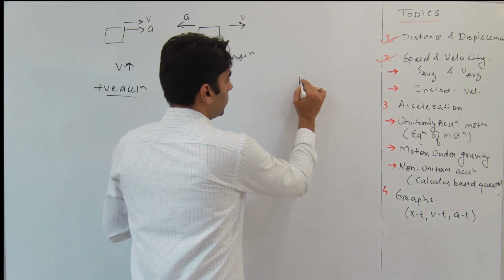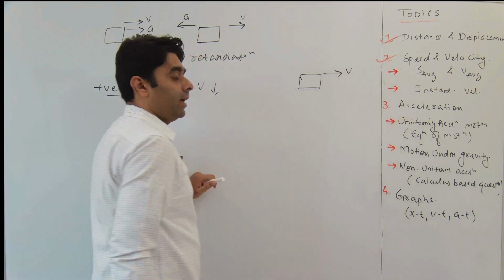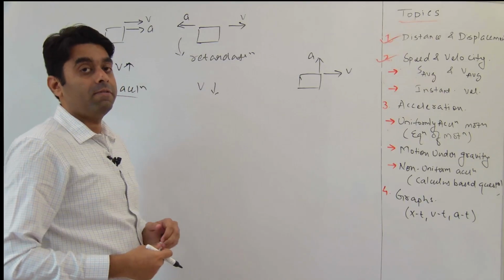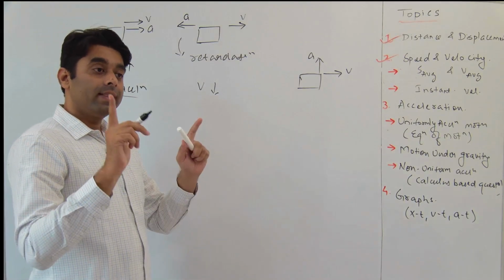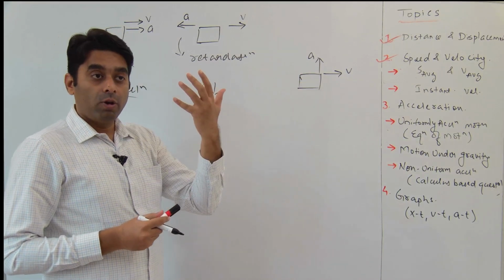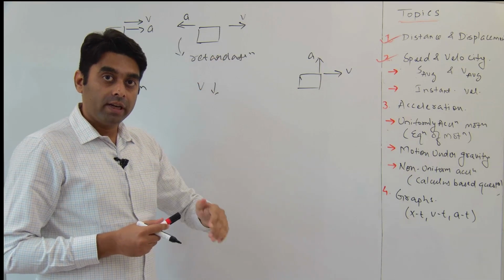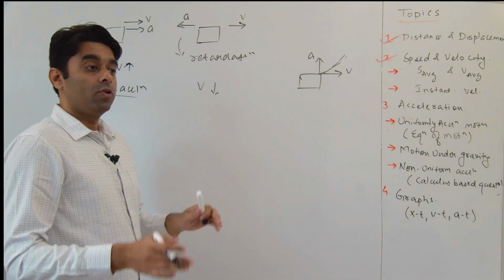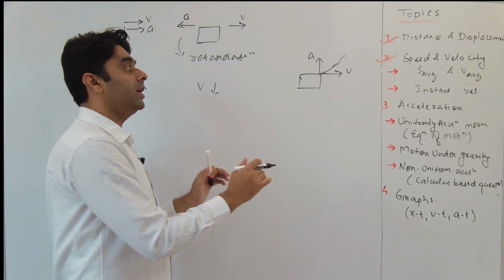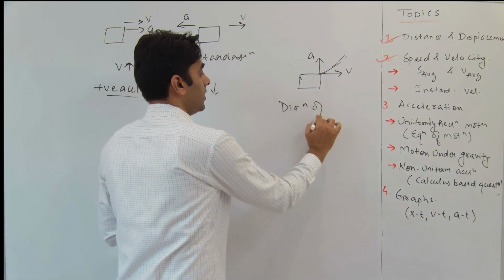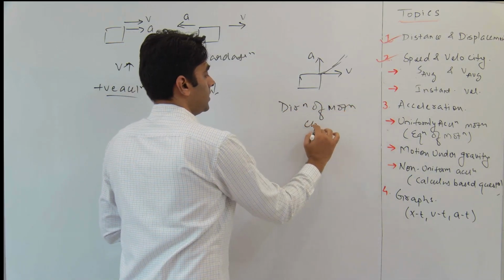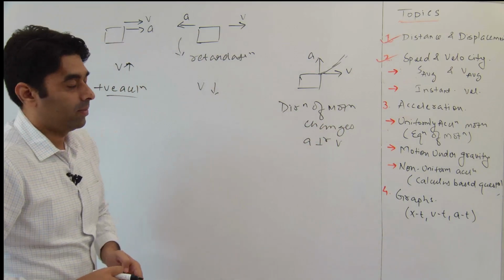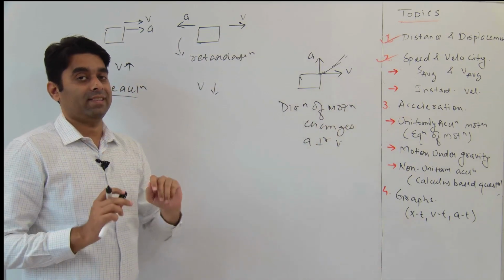Then suppose your velocity is towards the positive x direction and acceleration is perpendicular to the velocity. In this case, at this moment, the velocity magnitude will not increase, it will not decrease, it will change the direction of the motion. So whenever acceleration is perpendicular to velocity, the direction of motion changes. Direction of motion changes whenever A is perpendicular to V. So we have discussed how velocity and acceleration are related.